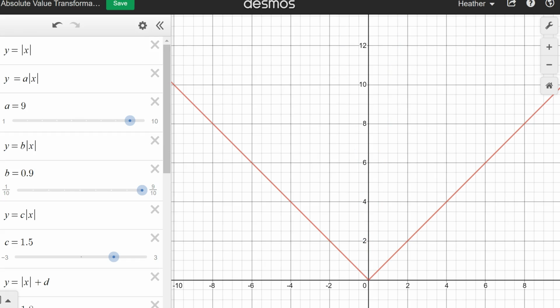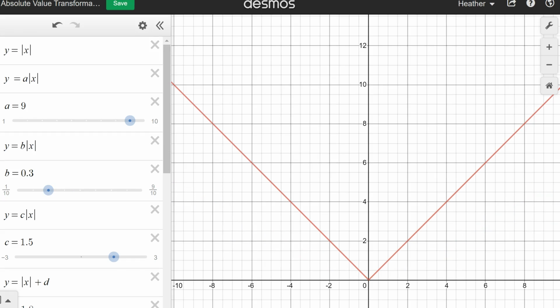Okay, now we're going to take a look at y equals b times the absolute value of x, where b is a number that falls between 1/10 and 9/10. And I just picked these numbers because they were easy fractions to type in, but it doesn't have to be a tenth. It can be anything that falls between 0 and 1. Notice that each of these graphs are actually shorter than the original one because multiplying something by a number less than 1 is going to make it smaller. So you have a vertical shrink when you multiply by a number less than 1 but greater than 0.